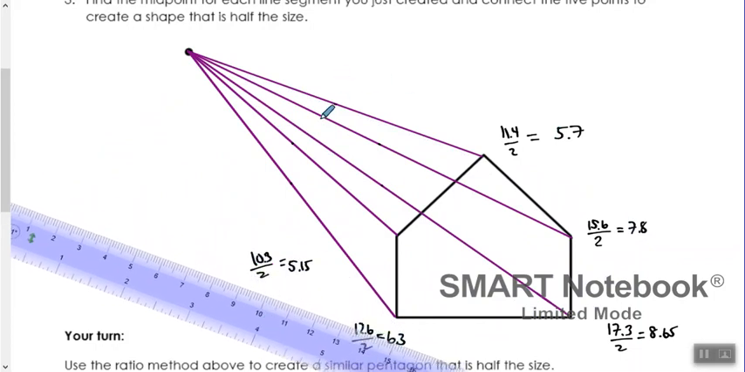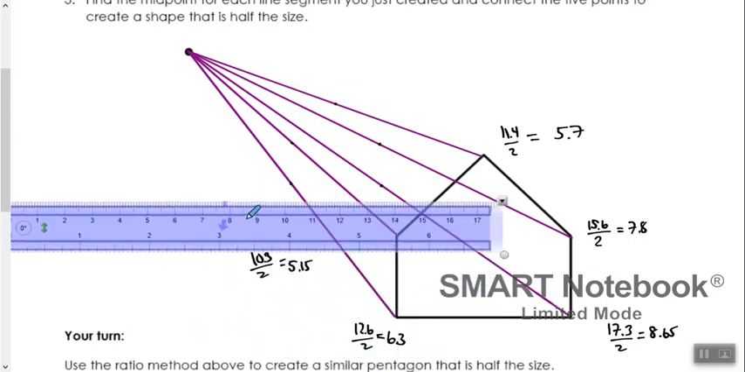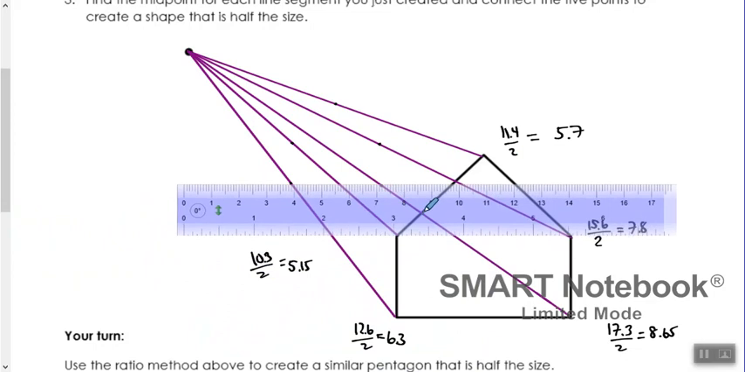Okay, so now we have these dots. I should have as many dots as I have vertices. If I don't, that means I missed a line. Okay. So our next step, 1, 2, 3, 4, 5 dots, 1, 2, 3, 4, 5 vertices, is to connect the lines. Right. So here's our first one.